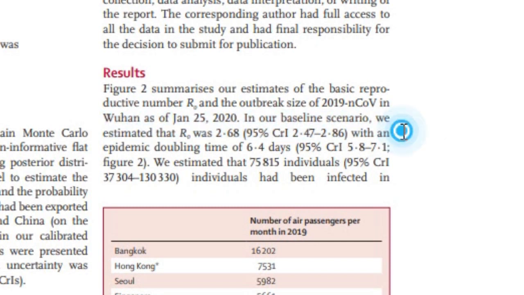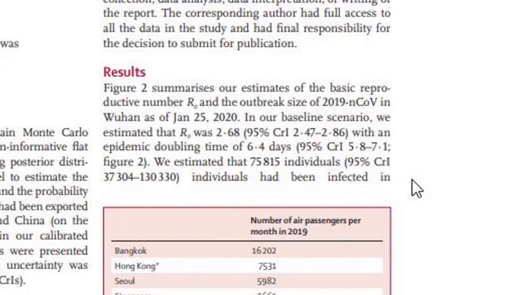They estimated that 75,815 individuals had been infected in Greater Wuhan as of January 25th of 2020. Okay, so let's take that number there, 75,815. If we go ahead and double that number, the number that we get is 151,630. If you count out 6.5 days roughly, because it's 6.4 days, that would land on February 1st.